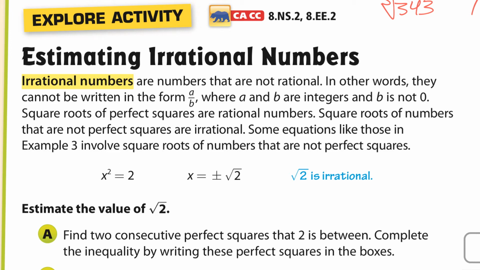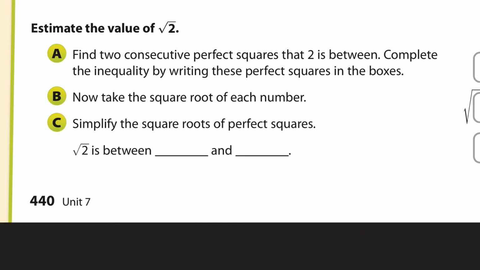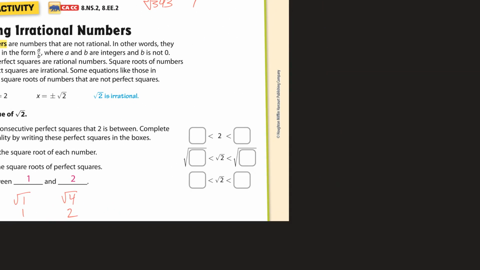So it's irrational. And to find out something close to it, you find 2 consecutive perfect squares that 2 is in between. Well, the square root of 2 should be in between the square root of 1 and the square root of 4. I picked those two because the square root of 1 is 1 and the square root of 4 is 2.